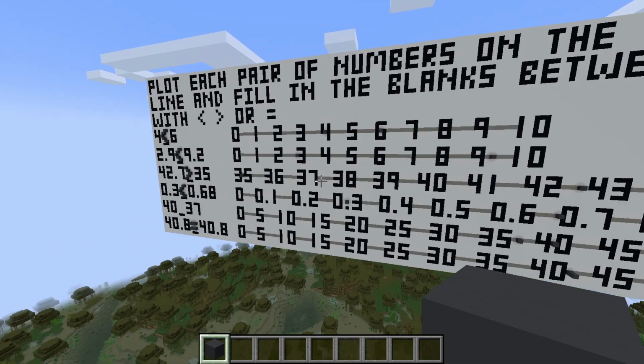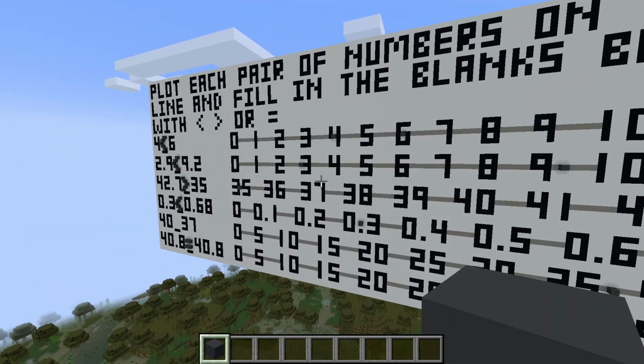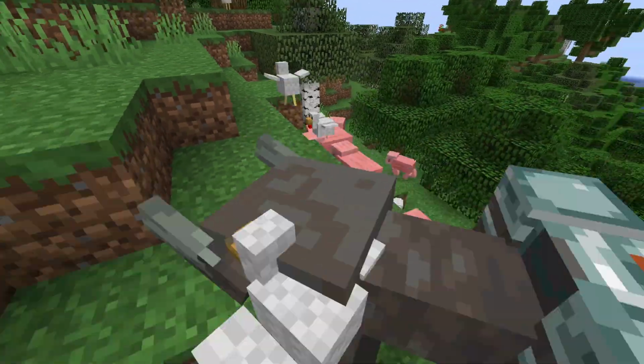Now that we've learned how to compare two decimal numbers, I wonder how my pigs and chickens are doing.